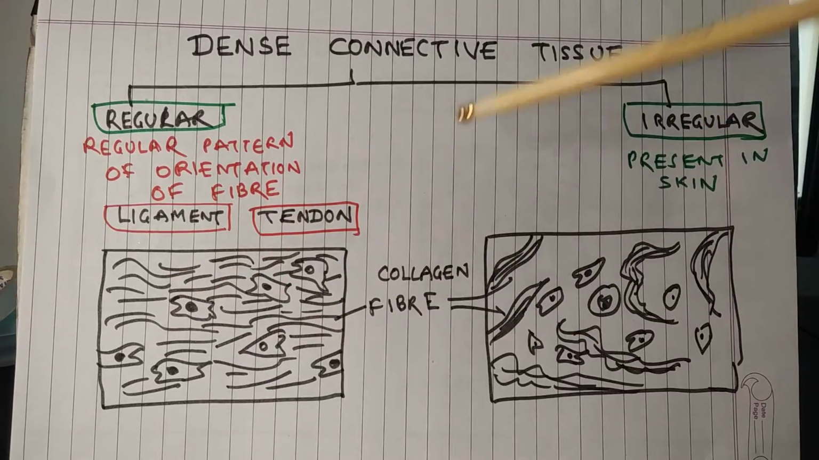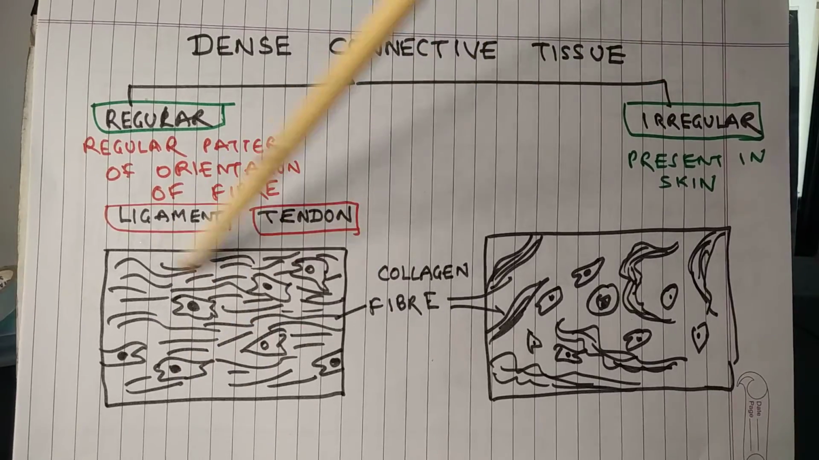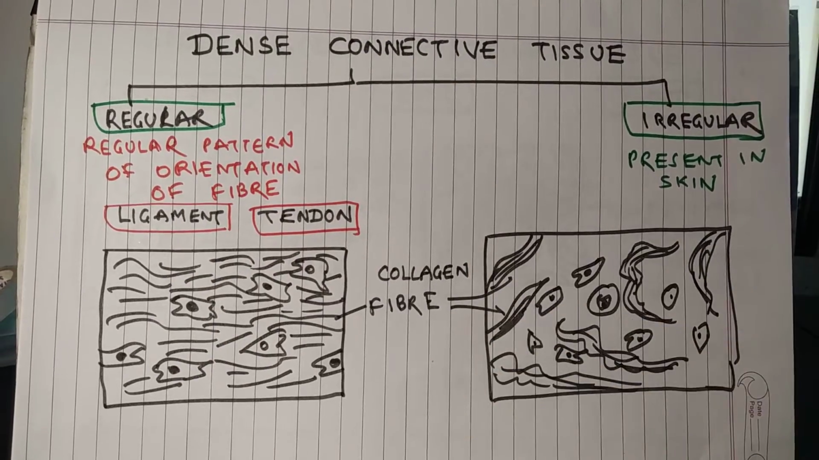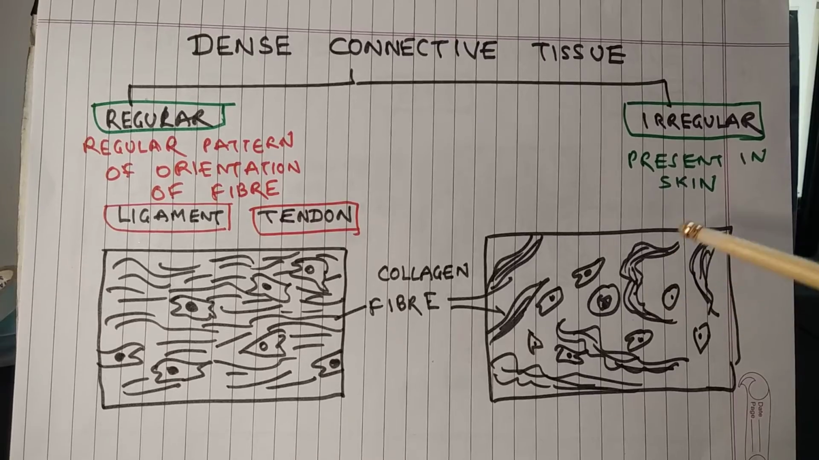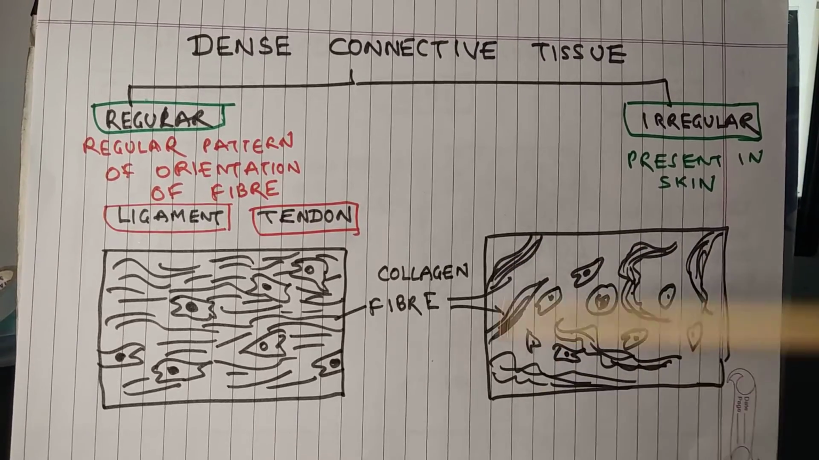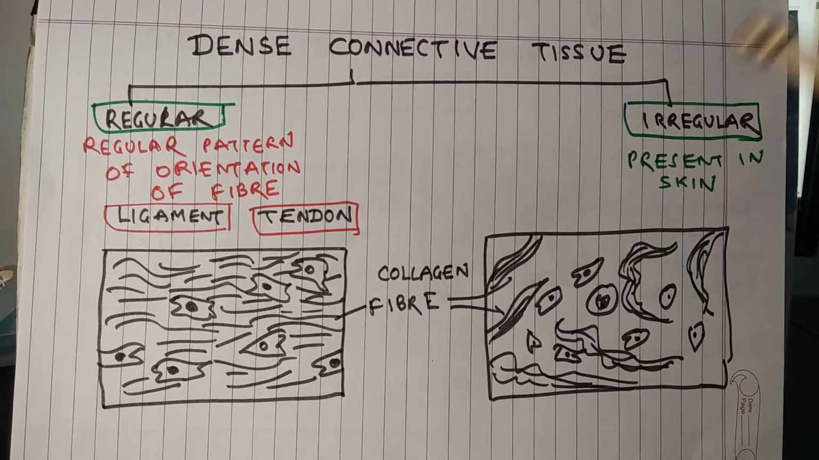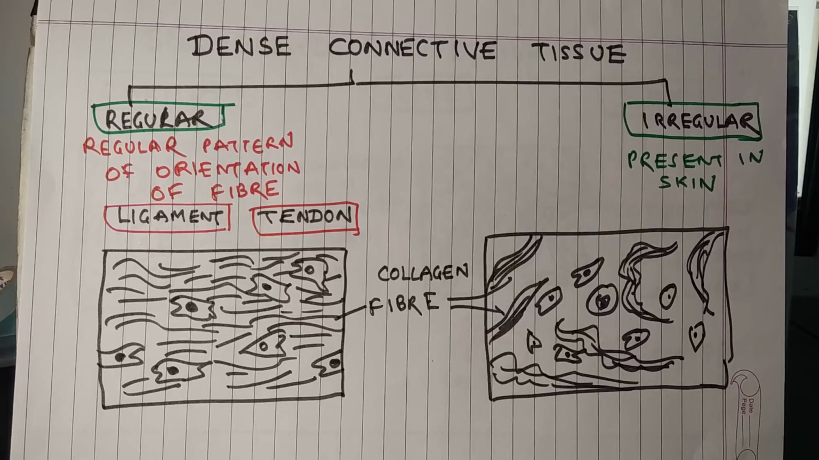So, in this diagram these are the cells and these are the fibers. You can see the proper arrangement of fibers, collagen fibers. In case of irregular dense connective tissue, these are the fibers. So, there is no particular order of arrangement of fibers. Okay. So, there are two examples of regular dense connective tissue, ligament and tendon.